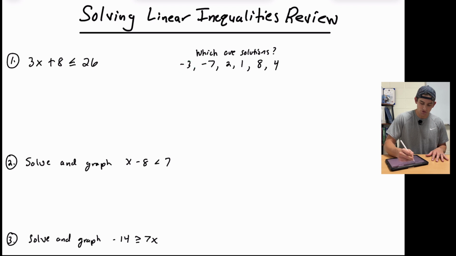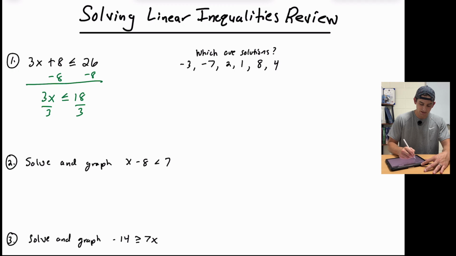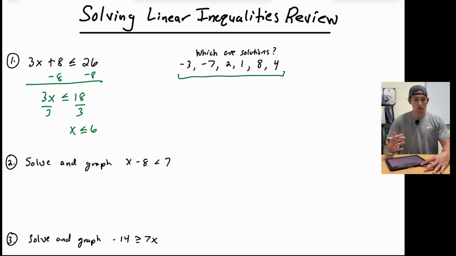However, you could also solve by subtracting 8 from both sides. So we get 3x is less than or equal to 18. Then we can divide both sides by 3, and we get x is less than or equal to 6. So which means any of these numbers that are less than or equal to 6 would be solutions to that inequality. So if we look at our numbers, we have -3, yes, that will be a solution because that is less than or equal to 6.